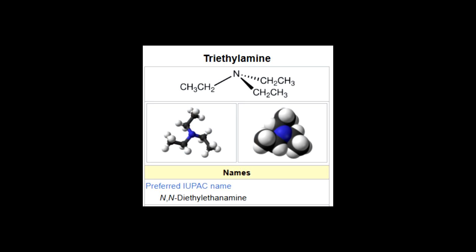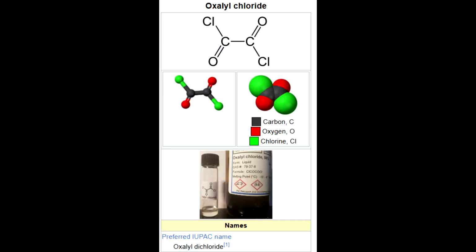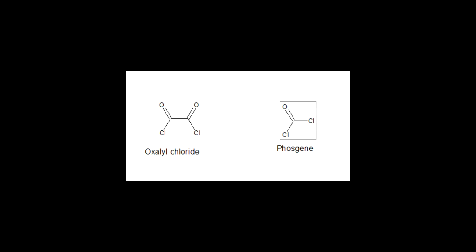Next, you need triethylamine, which I bought. Then there's oxalyl chloride, the most difficult reagent to get your hands on. Try to obtain it outside of a laboratory. And if you do, you need to work with it carefully because its toxicity is similar to phosgene. It even has a similar structure. Proper ventilation is a must-have.